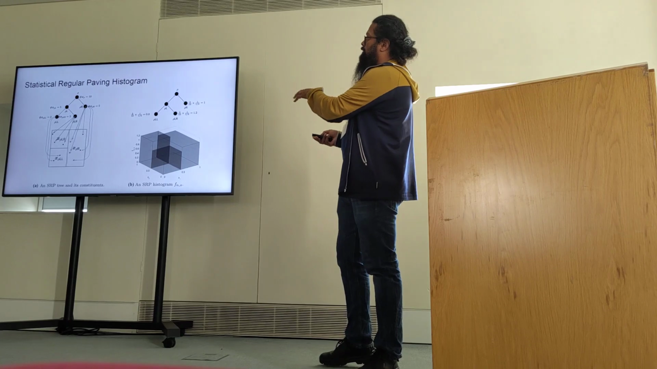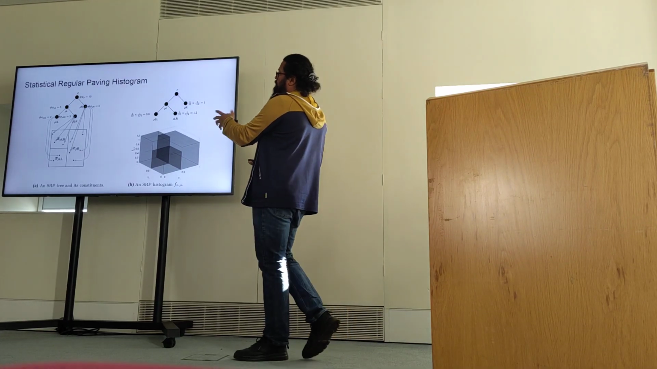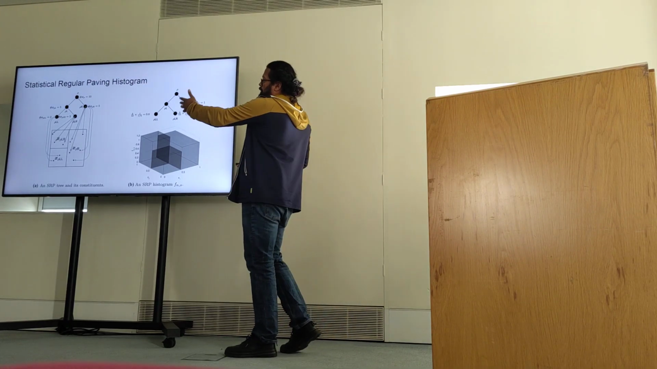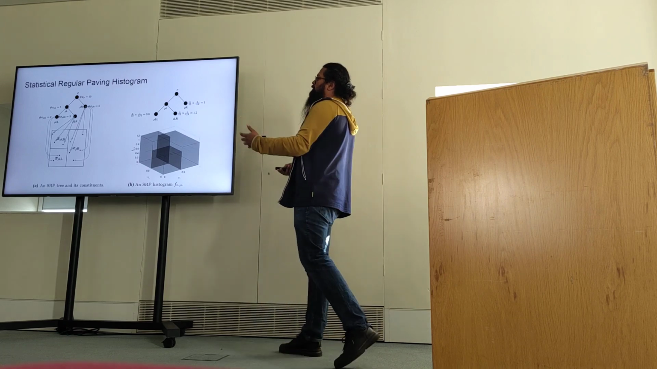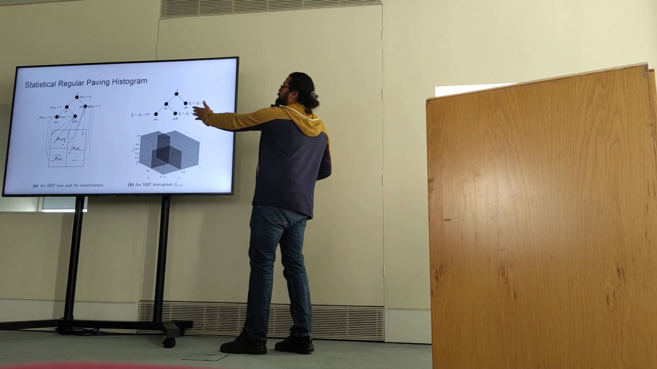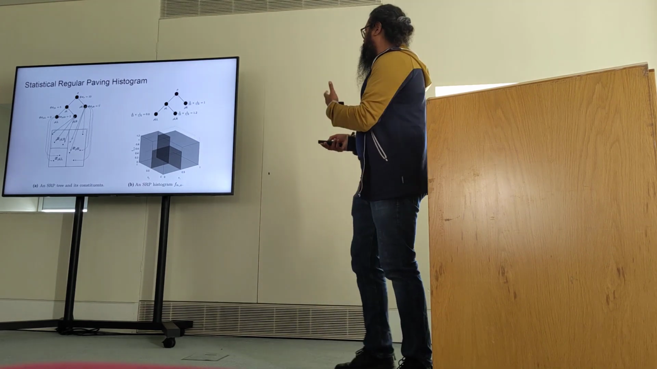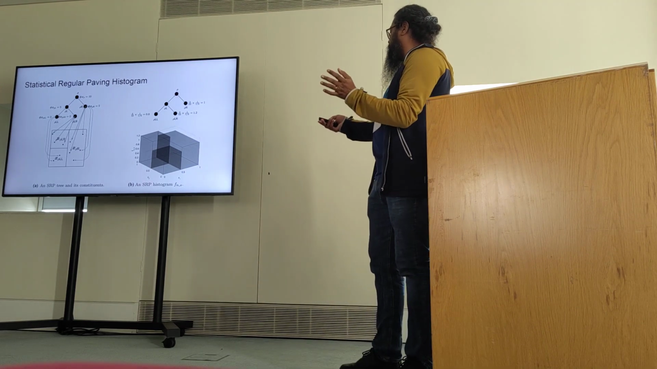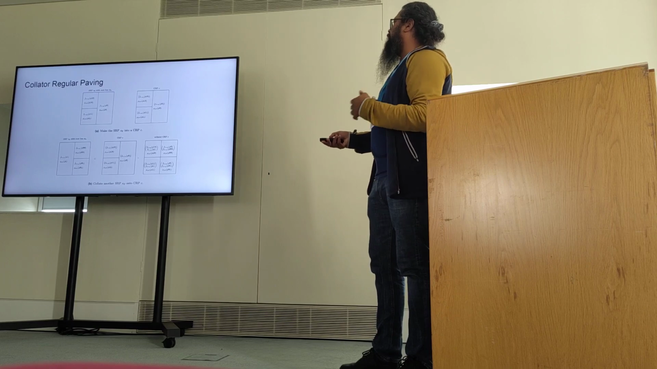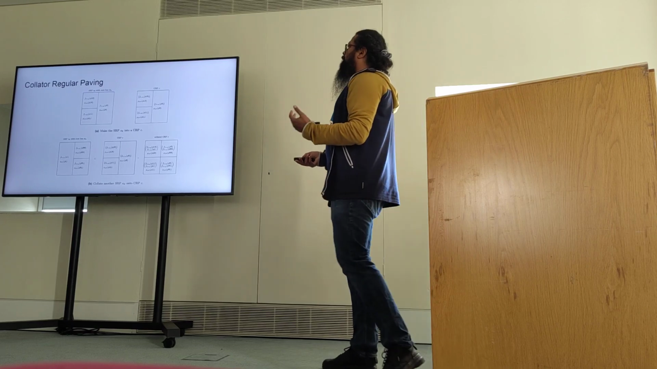But before we go there, let's look at the histogram object, which is called statistical regular paving. Data comes in and then falls into these boxes. And you just keep track of counts and divide by the volume of the box and the total number of points, in the denominator, and how many points in each box. So that's your histogram.